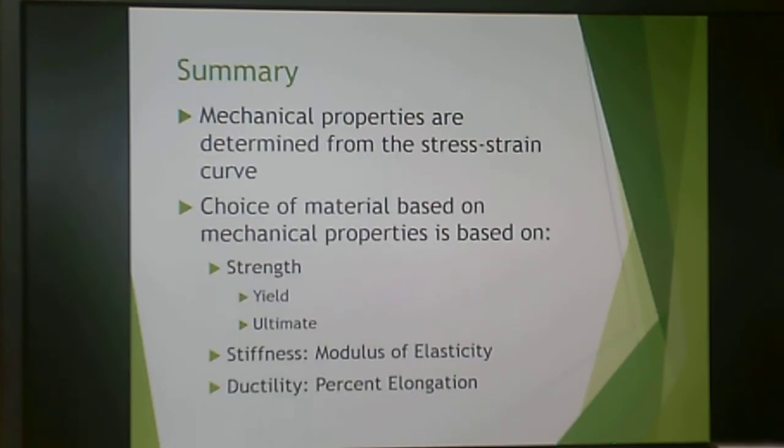So to summarize, mechanical properties are by and large determined from a stress strain curve. There are some other things like compression or impact strength that we use other types of testing for, but your typical tensile test can give you a lot of mechanical properties information, like the yield, the ultimate elongation, as well as modulus of elasticity, and then percent elongation from one test. So if you know how to read a stress strain curve, you can get a lot of information about the mechanical properties. This is the end of the mechanical properties lecture.